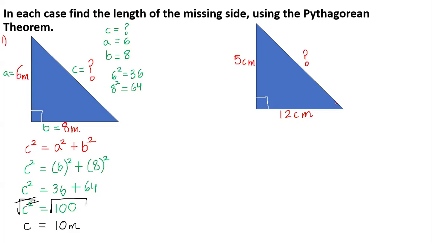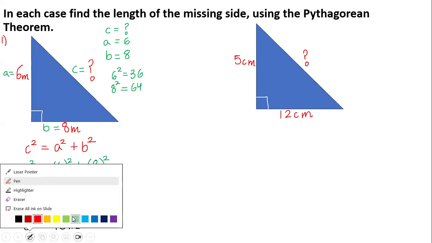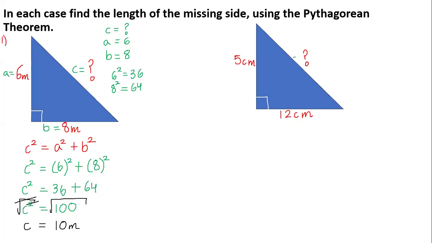First of all, what is C? We don't know yet. Hypotenuse. C is the hypotenuse, right? So that's going to be equal to that. What are we going to call A? The opposite side. We're going to call A the opposite, and we're going to label it as 5, right? And then what is B? Adjacent.